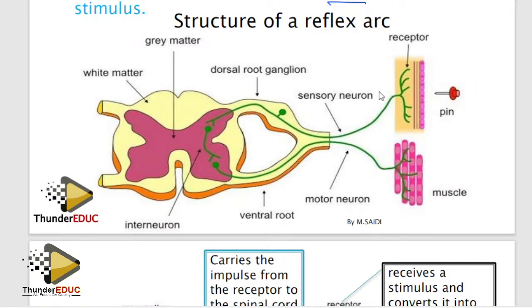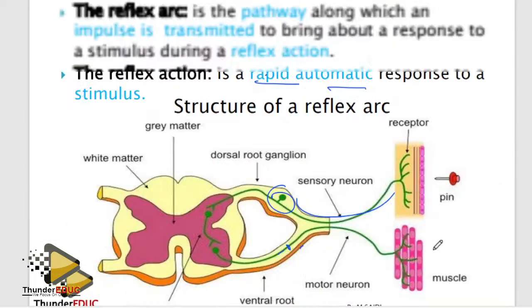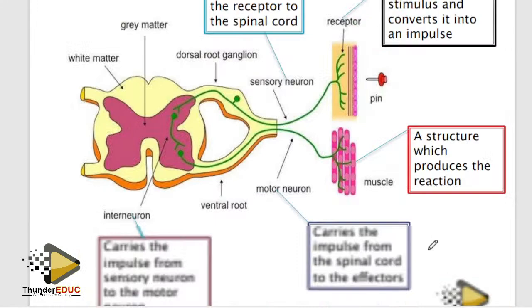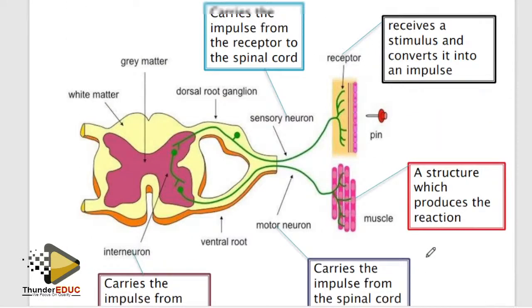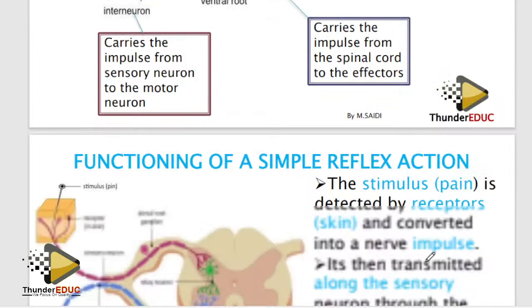What happens if the sensory neuron is damaged? You won't be able to feel, but you will be able to respond. I gave you examples there. What happens if the motor neuron is damaged? You will be able to feel, but you won't be able to respond or to react. Simple. So, examples of reflex actions, you talk about blinking of the eyes. Yeah. So, guys, go and know this by heart.